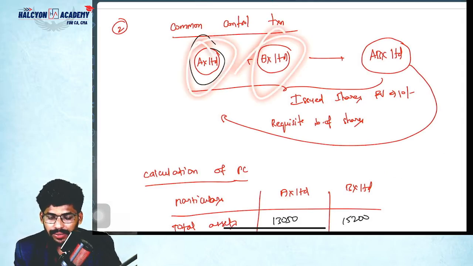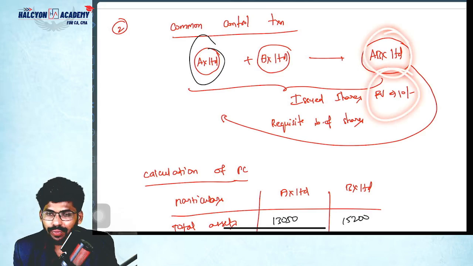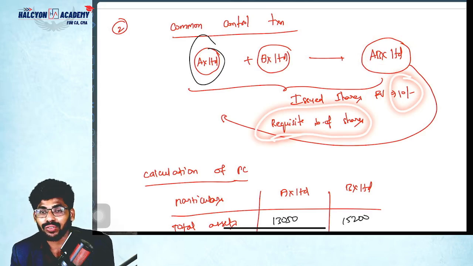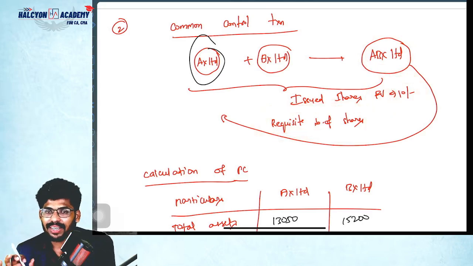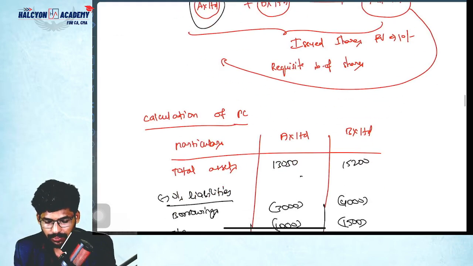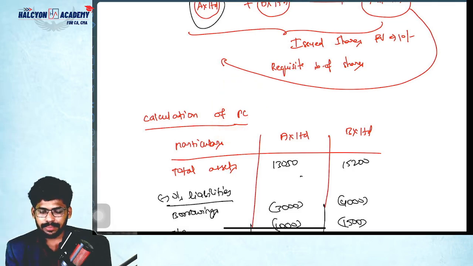Okay. AX Limited and BX Limited formed a new company, ABX Limited. ABX Limited issued shares at fair value, nothing but 10 rupees value, requisite number of shares. They are not saying the exact number of shares. You need to calculate the number of shares. Okay, very good.